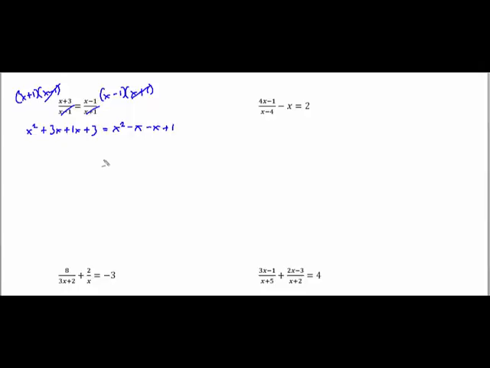Now, I think it'd be best to move all the things to the left-hand side, so I'm going to subtract the x squared from both sides. I'm going to add the x to these two. So again, these are going to get simplified as well. And then I'm going to subtract 1. Subtract 1, so boom, boom, boom, boom. All gone, equals 0. So now here's what I have.